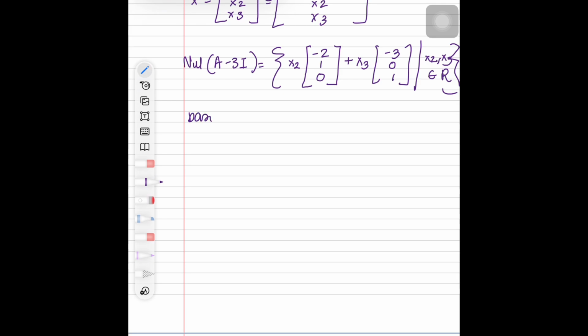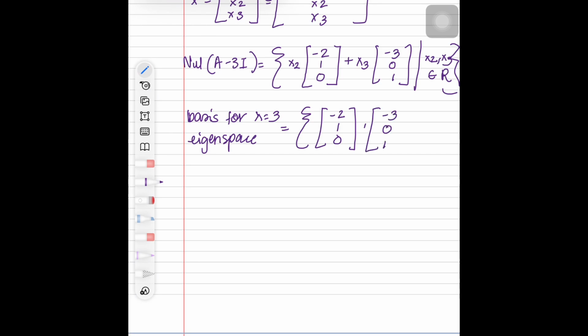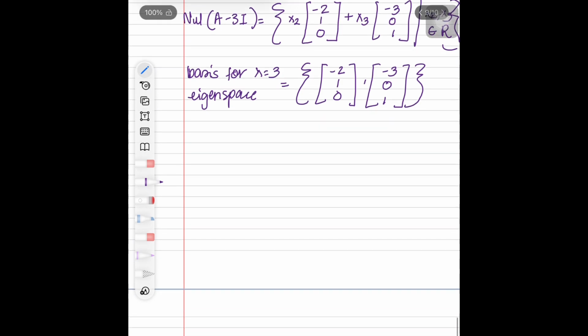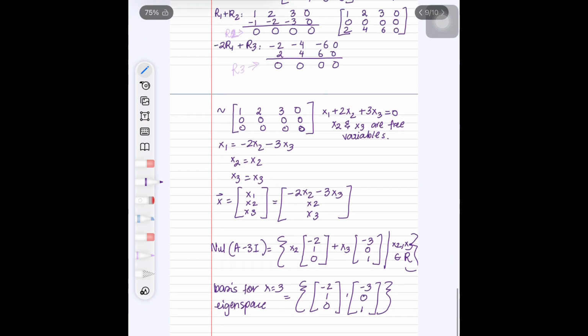So the basis for lambda equals 3 eigenspace is both of these, the set of both of these vectors, and you should be good for this question. I hope this wasn't that bad.